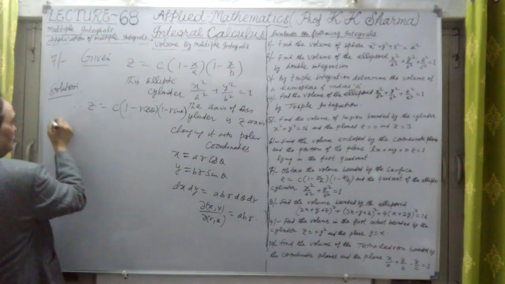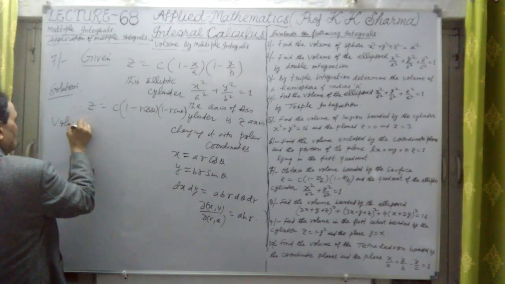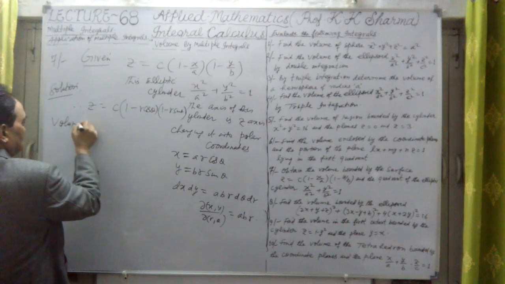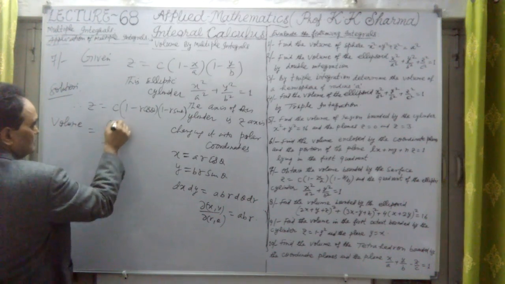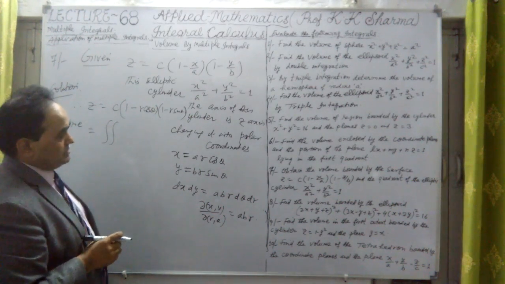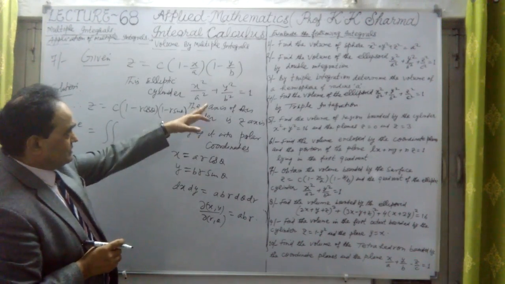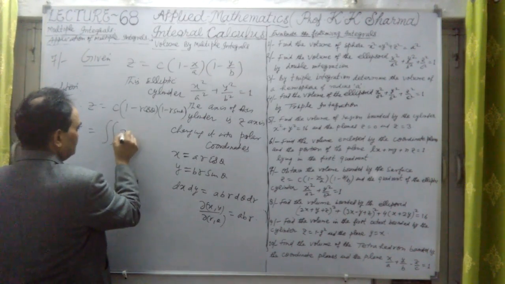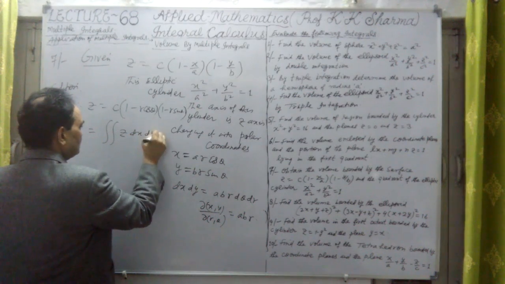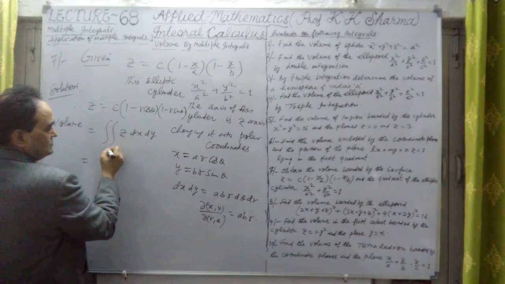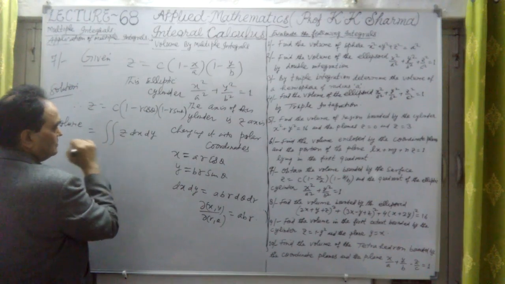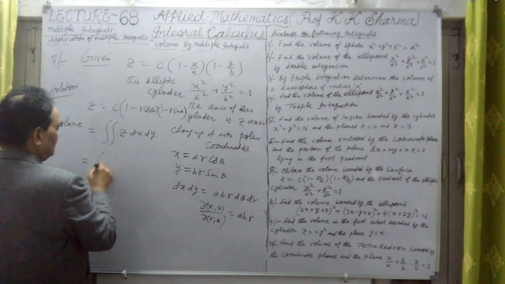Therefore, the volume for one quadrant is given by a double integral, since xy is given. Double integral of z dx dy, which is the surface.